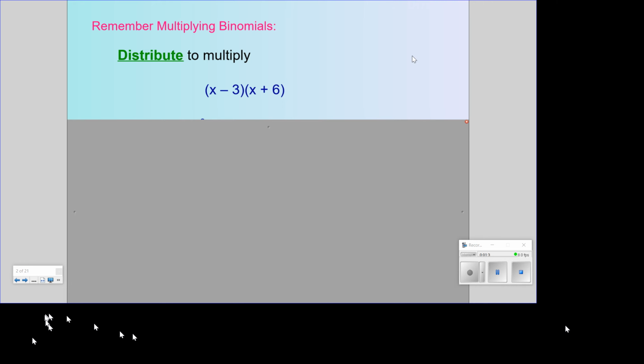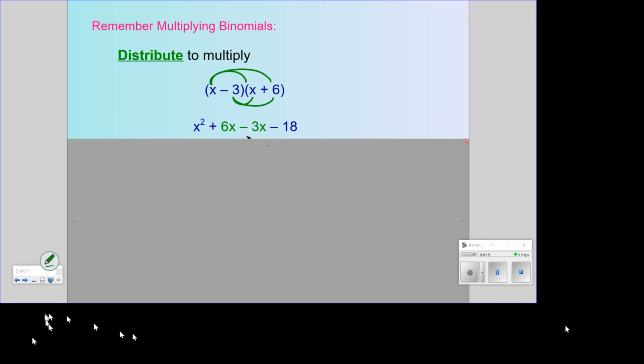If we were to multiply these two binomials together, you would start by multiplying the x's by each other to get x times x is x squared. X times 6 is positive 6x. Negative 3 times x is a minus 3x. And negative 3 times 6 is negative 18. So here we are stretched out. If we had multiplied those two binomials out, this is what it should look like.